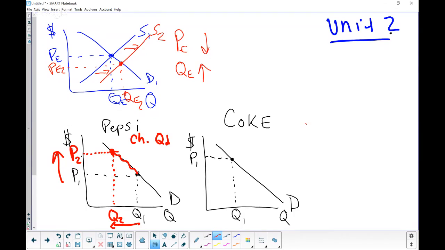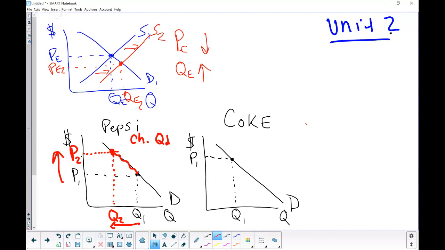This is a change in quantity demanded because, again, the price went up, so our quantity demanded has gone down. Now, if this scenario happens and the price goes up, we know something's going to happen in the Coke industry because we consider them to be substitutes. So if the price of Pepsi goes up, the quantity demanded has gone down.